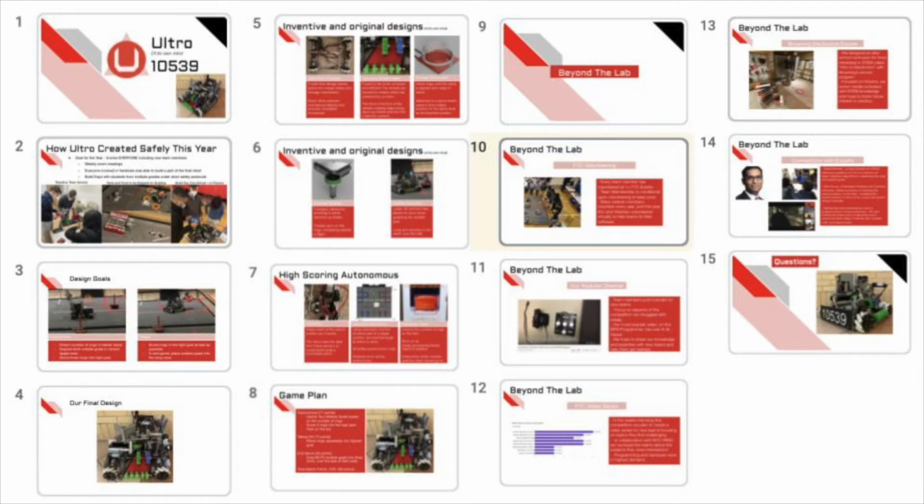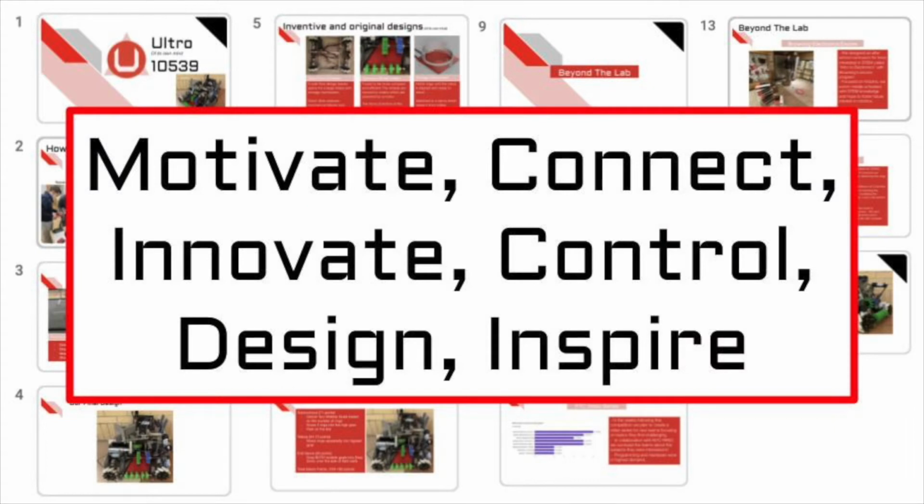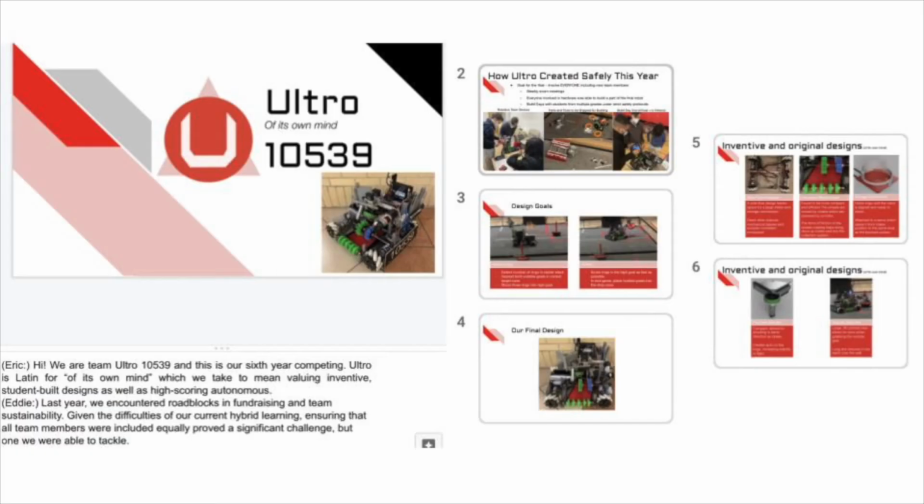The awards that we most specifically address are Motivate, Connect, Innovate, Control, and Design, as well as generally addressing Inspire with a well-rounded presentation. We begin our presentation by introducing our team and diving into Innovate and Design. We talk about our design process specific to each competition year, and specifically about how we tackled problems that arose with specific sections of our robot, such as the intake or the drivetrain.